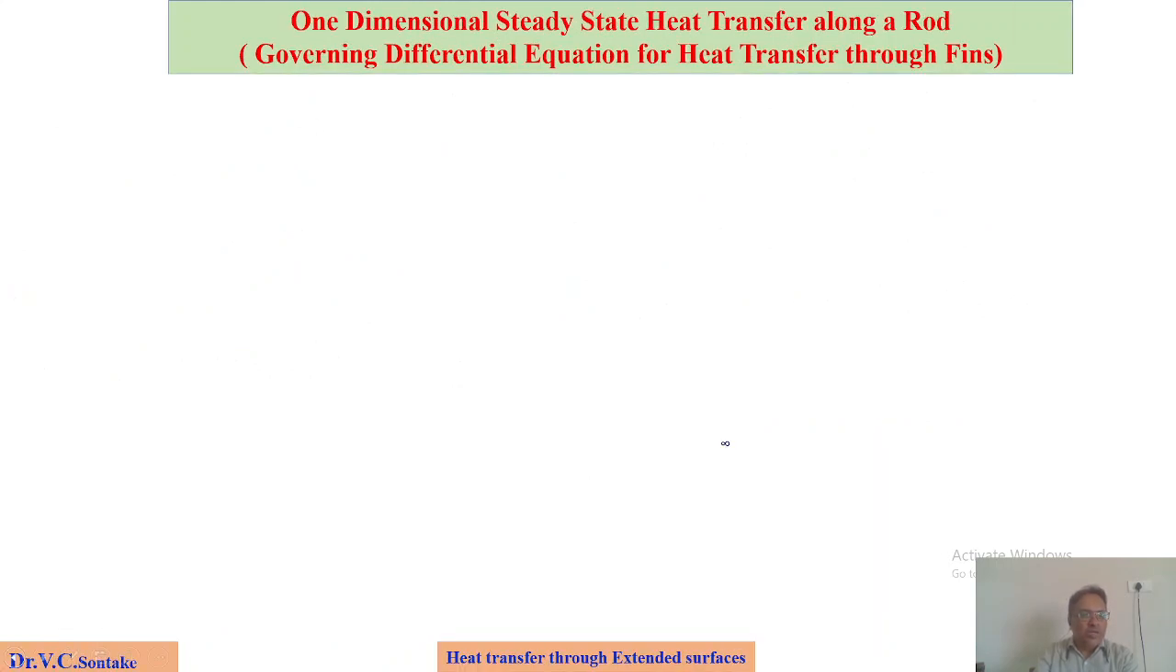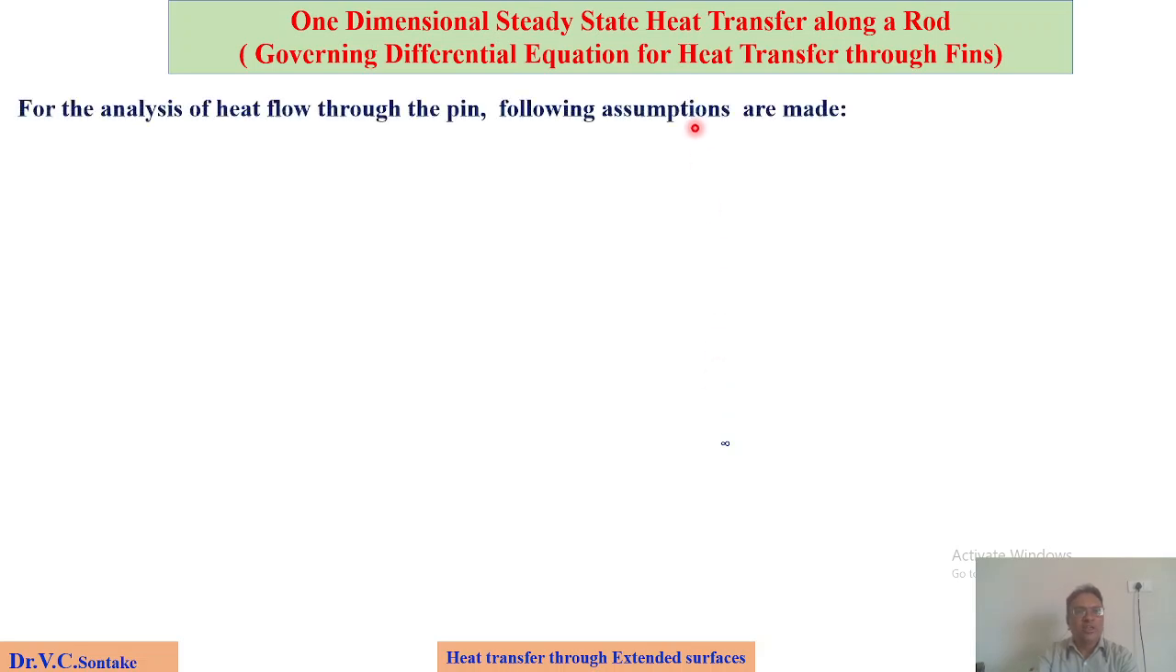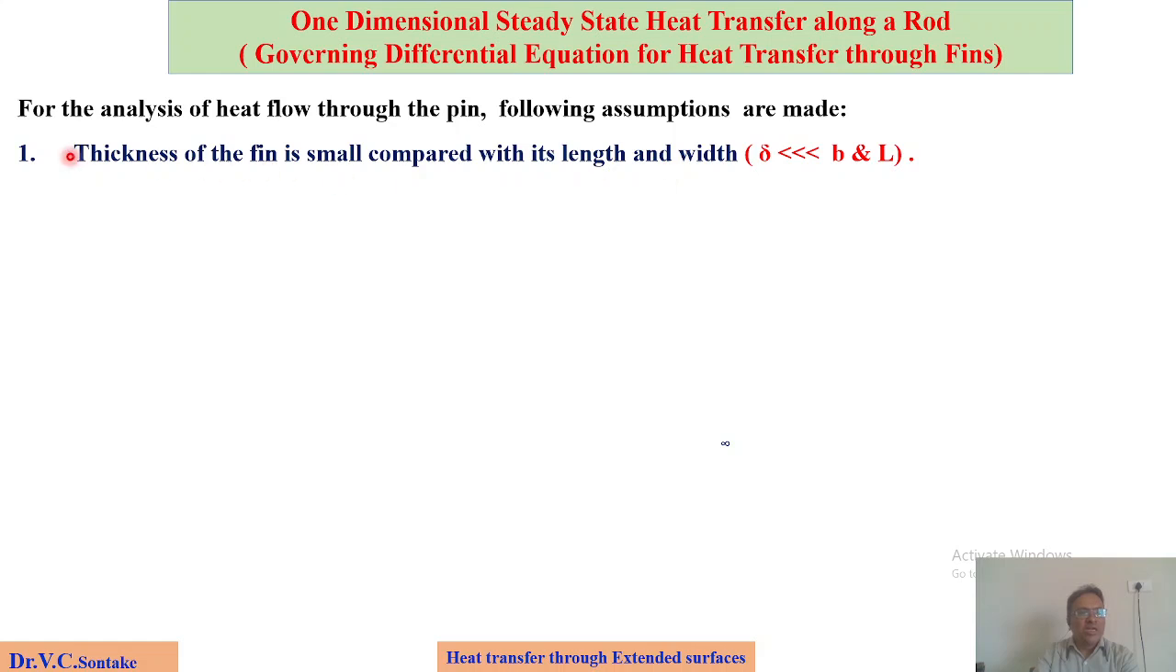Now, in order to do the analysis of heat conduction through this fin attached to the base surface, we are going to follow some assumptions. Assumption number 1 is that the thickness of the fin is small compared with its length and width. The fin is very thin as compared to its width and length. So delta can be very small as compared to small b and L.